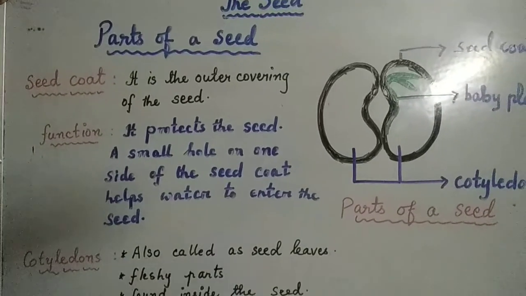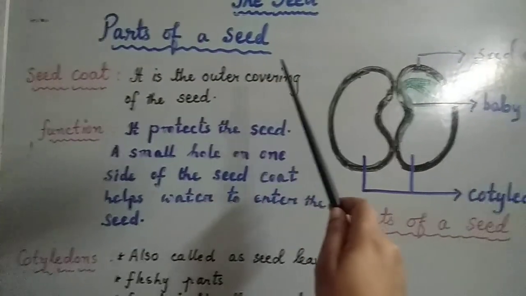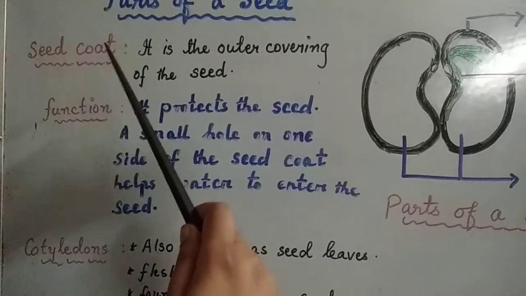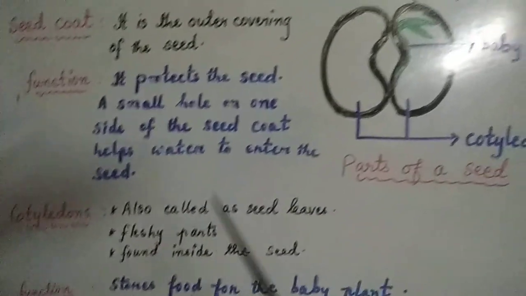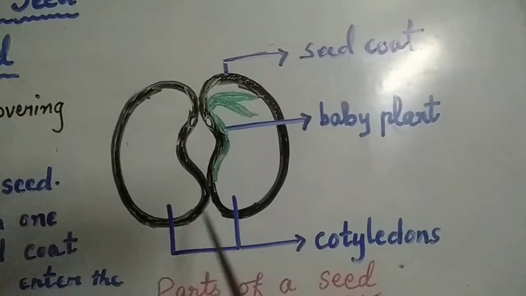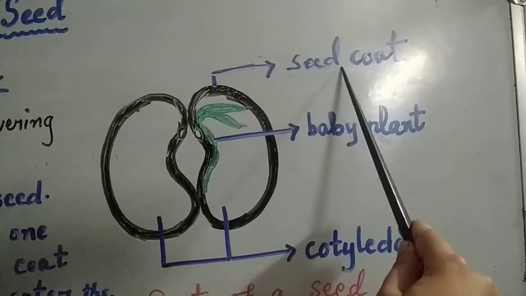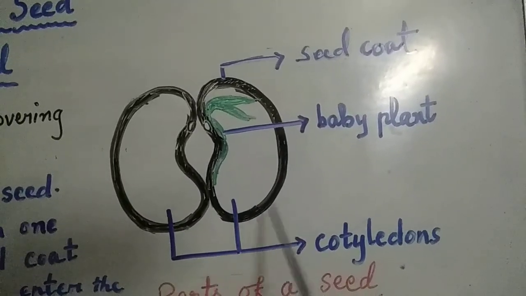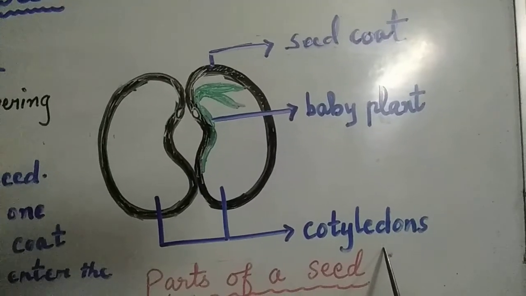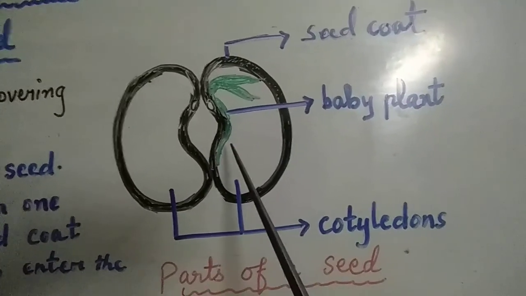Now we will see about the parts of a seed. The seed has a baby plant inside it. There are three different parts mainly of a seed, as you can see in the diagram. This is the diagram of a seed. You can see the first part is the seed coat and the second part is the cotyledons, also called the seed leaves. Then we can find a baby plant also inside the seed.